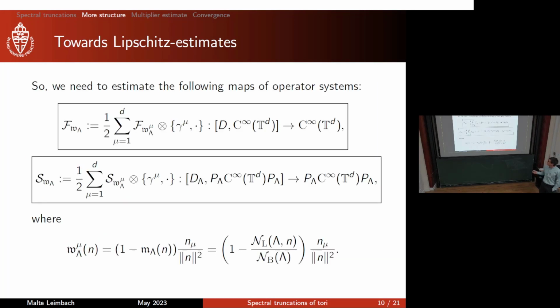So just as a summary, this is what we're after. These are again these maps. Their domain is forms, so it's an operator system of forms. It's not the whole algebra, the whole operator system.